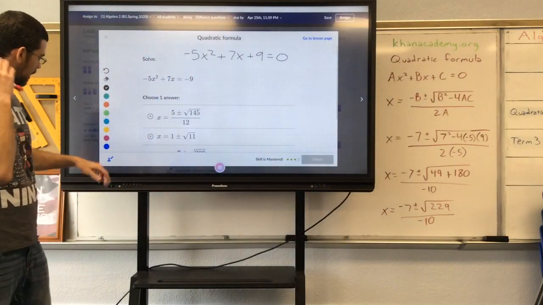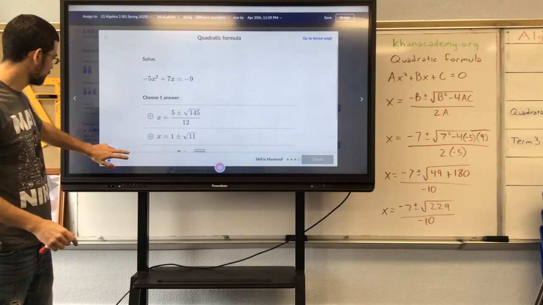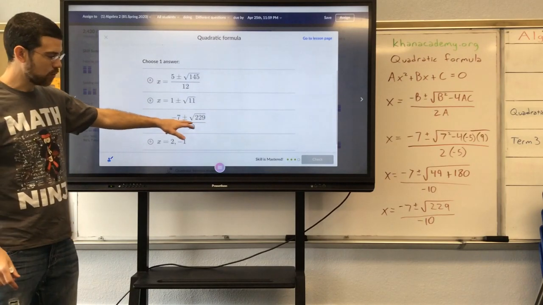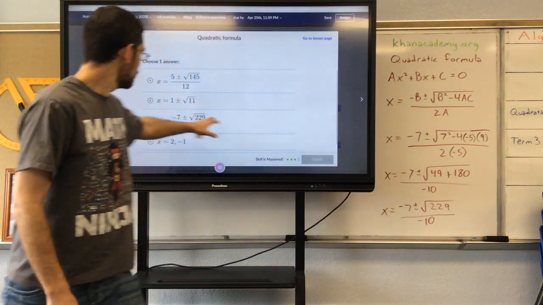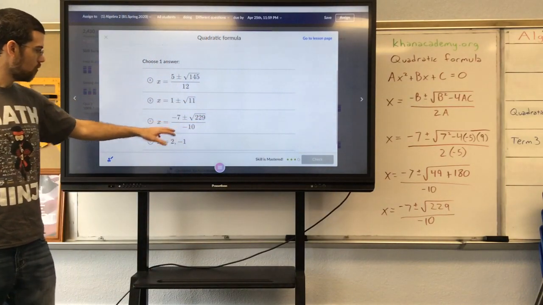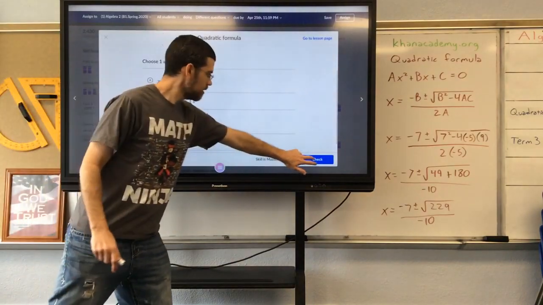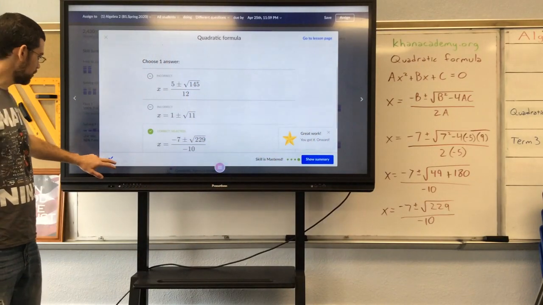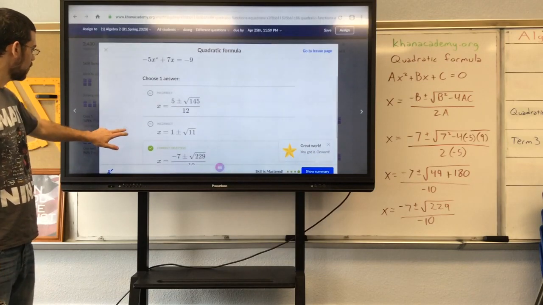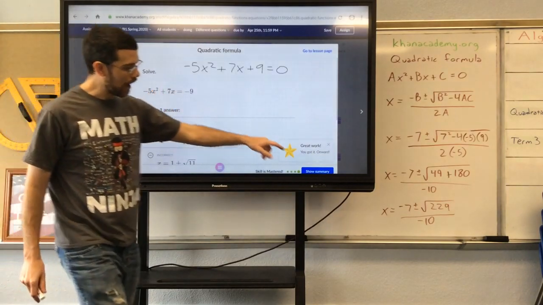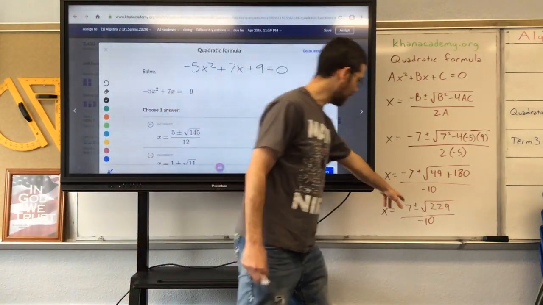So let's see what they have here for choices. That's what we found, right? Negative 7 plus or minus the square root of 229 over negative 10. So we can select that. Yes, it's true. However, I want us to look at what I would do, which is simplify that some more.